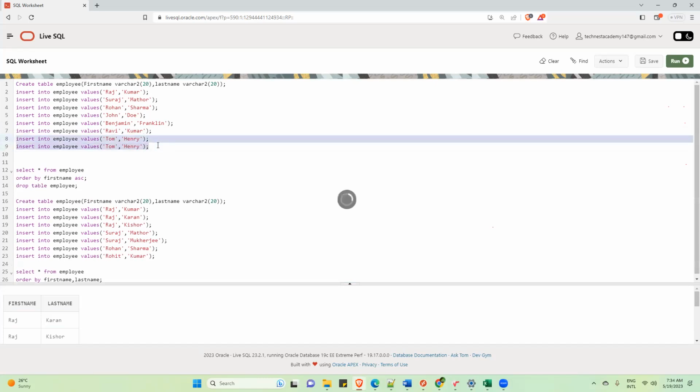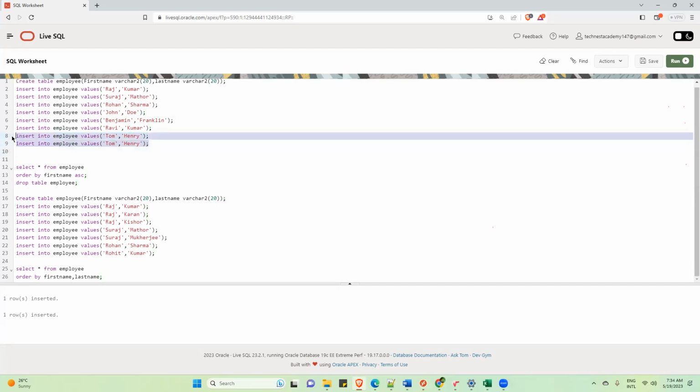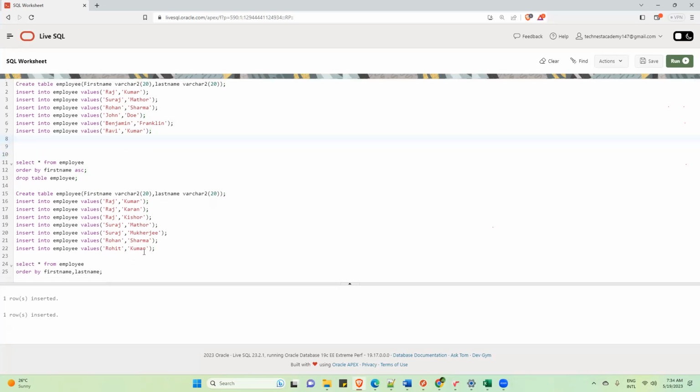Suppose I have these two people, and they have exactly the same name, Tom Henry. Then there is no confusion here, no confusion at all. Now I have to keep it here.